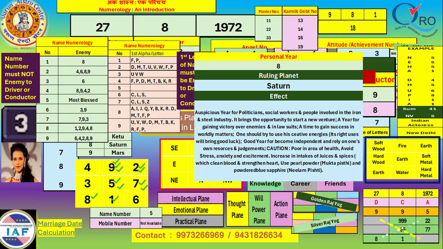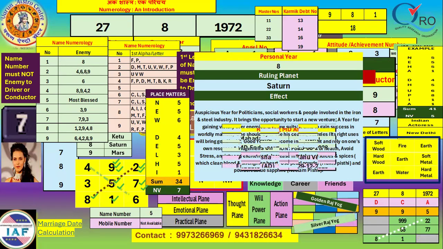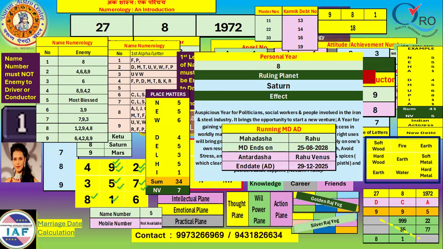So this is the effect of the personal year, and this is just for information only. Place also matters. This we have not taken into consideration in the calculation, but it should be taken into calculation if the native is staying there for long. Any place number, if it comes to the anti number of the driver and conductor, that place may not be suitable for him. Now, Dasa Mahadasa. The native is currently running Rahu Mahadasa and Antardasa Rahu Venus.